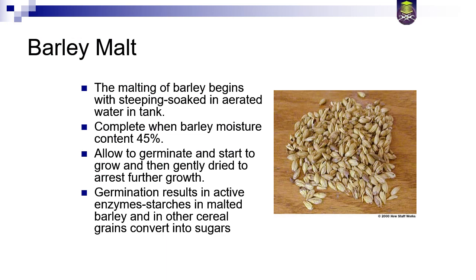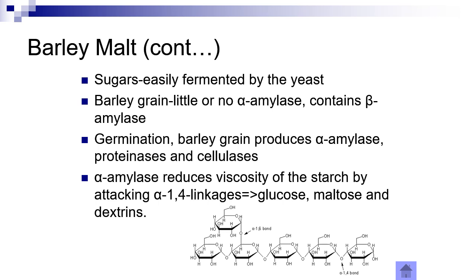The malting of barley begins with steeping soup in aerated water in a tank, complete when barley moisture content is 45%, and allow the barley to germinate and start to grow, and then gently dry to arrest further growth. Germination results in active enzymes; starch in malted barley and in other cereal grain converts into sugar. Okay, sugar easily fermented by yeast.